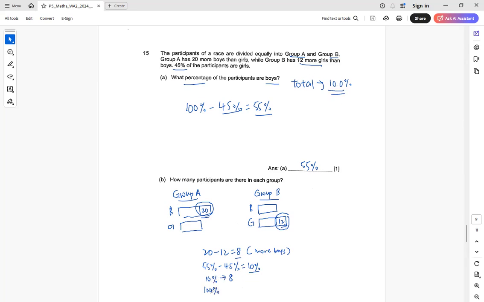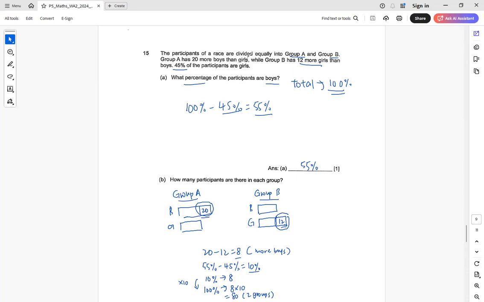So from 10% to 100, right? Remember this one, you can just times 10. Okay, meaning on the right hand side, I can also times 10. So it will just be 8 times 10 will give me 80. So in both groups together, two groups, okay, two groups together is 80 participants.